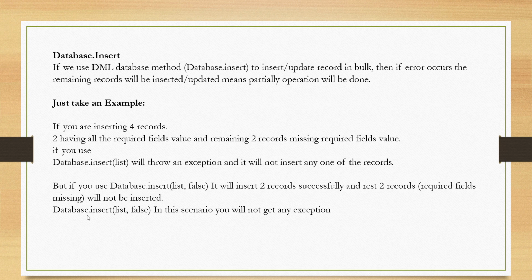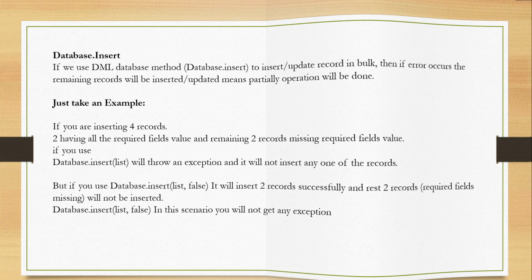Here, just take an example. If you are inserting 4 records, 2 records have all the required fields and 2 records are missing required fields. If we use Database.insert, it will insert the 2 records which have the required fields, and it will not insert the 2 records.